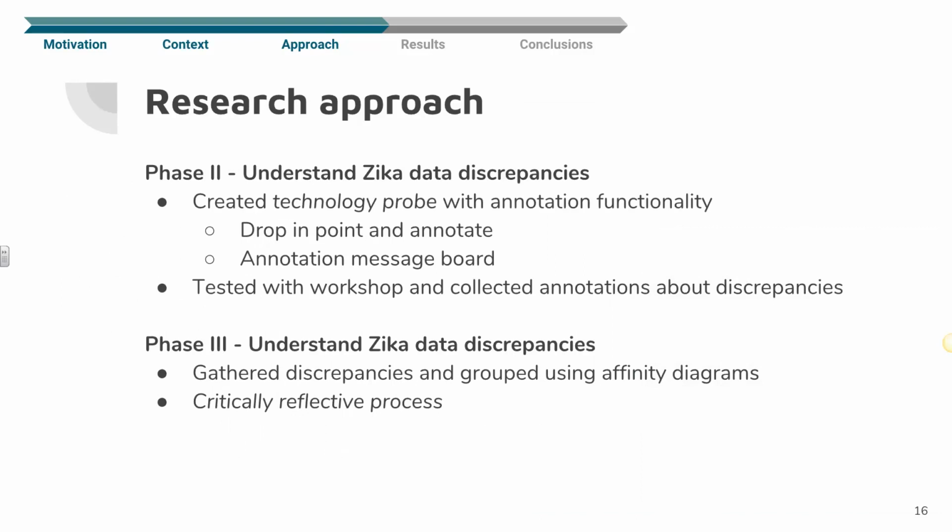The next two phases, phase 2 was about understanding the error in the Zika data. Again, they did this rapid prototyping where they added an annotation feature. So users could drop a pin and add some annotation about the error they know about that data in that geographic location, or an annotation message board. And so they used this process to collect information about the errors. And in the final phase, they analyzed these data discrepancies and categorized them and basically boiled them down to what are the characteristics of the error.